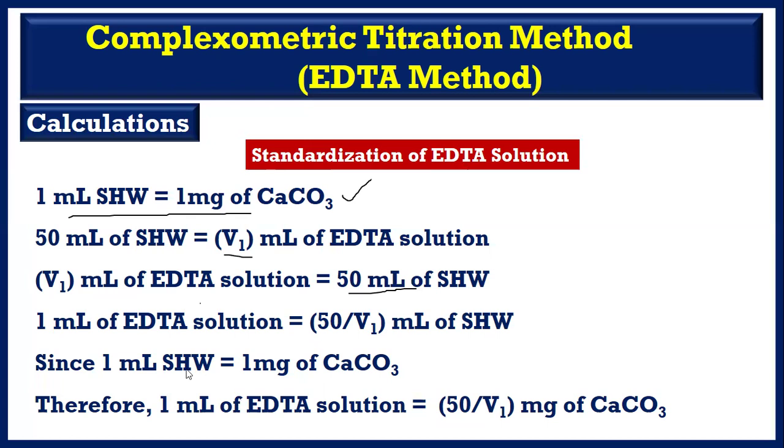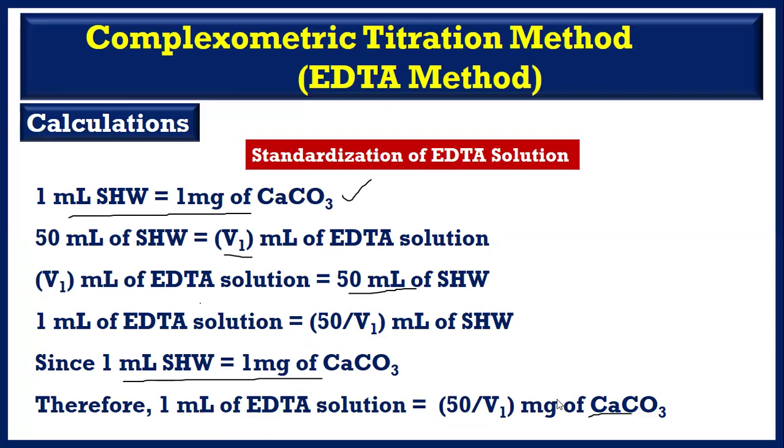We know that 1 ml of standard hard water is equal to 1 milligram of calcium carbonate. So 50 by V1 is equal to how much amount of calcium carbonate? We have to multiply it. So 1 ml of EDTA is equal to 50 by V1 milligram of calcium carbonate equivalents.